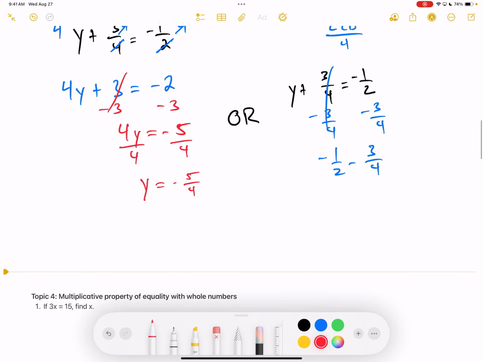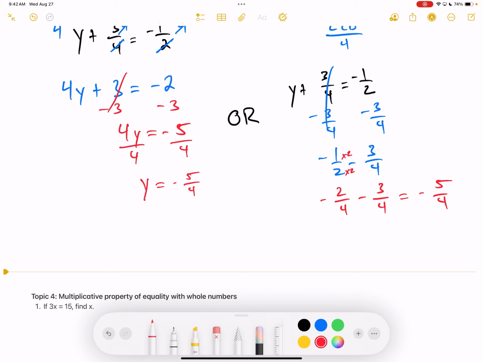So to get a common denominator, my common denominator of these is going to be 4. This one's already 4, so I just have to rewrite it. But then you say 2 times what number is 4? And that's 2. So 2 times 2 is 4. So I multiply the top and the bottom by 2. So that becomes negative 2. And my answer would be negative 5/4.